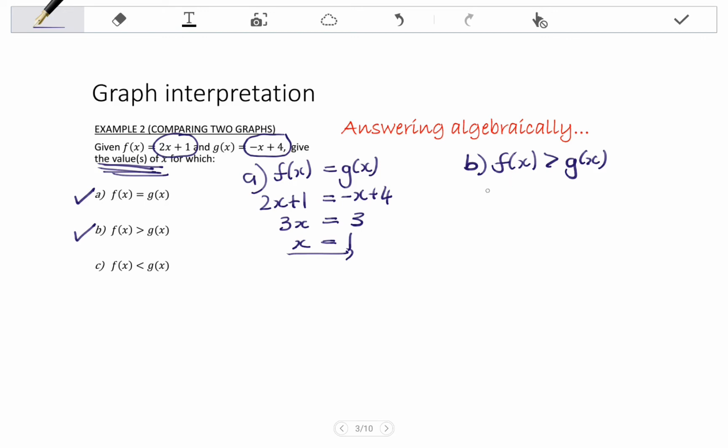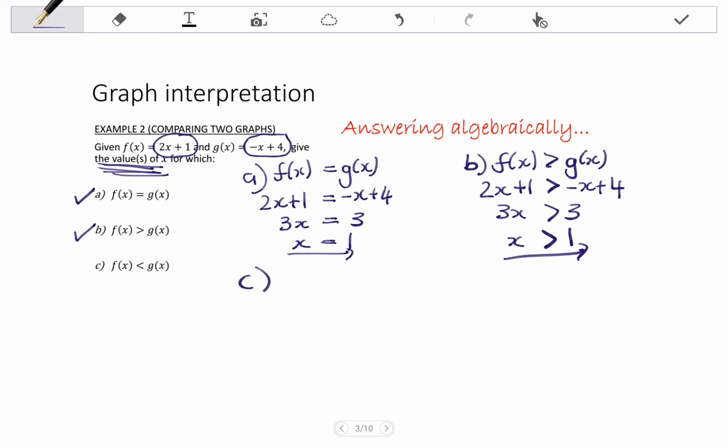Again, just substitute. f of x is equal to 2x plus 1, and g of x is equal to -x plus 4. I have a linear inequality which I can solve for x. Remember, linear inequalities are solved like a linear equation. You just have to remember that if you are multiplying or dividing by a negative, to change the direction of the inequality sign. So 2x plus x gives me 3x, greater than, subtracting 1, I have 4 minus 1, which is 3. Dividing by positive 3, so I'm not changing the direction of the sign, makes x greater than 1, which is the same as our previous answer.